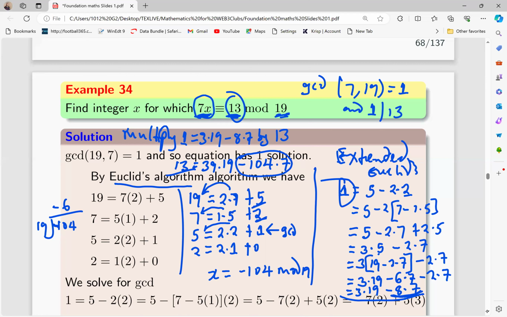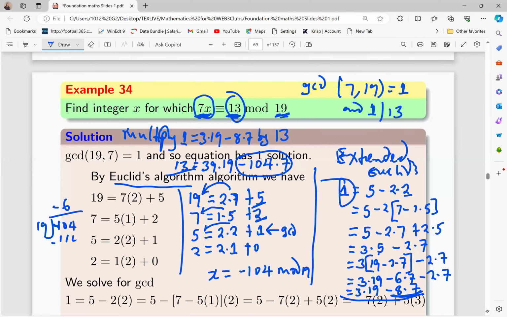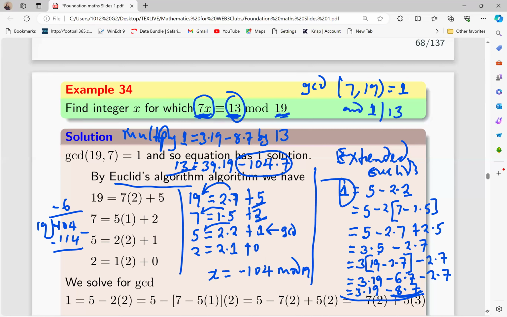So that negative 6 multiplied by 19 will give me negative 114. I need to subtract. Negative 104 minus negative 114 gives me 10. So that means x is the same as 10 mod 19. The question wanted an integer; in fact, I should have written positive integer. That number is 10.